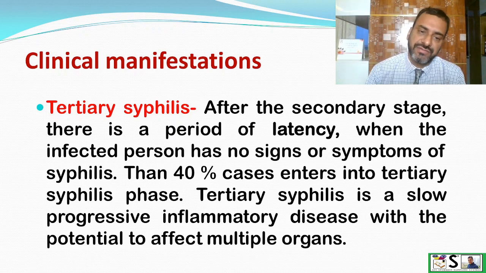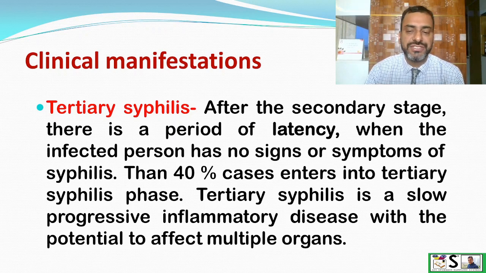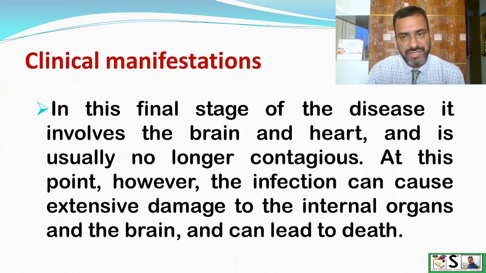Tertiary syphilis. After the secondary syphilis, there is a period of latency when the infected person has no signs and symptoms. If it is left untreated, then 40% of cases enter the tertiary stage. Tertiary syphilis is a slow progressive inflammatory disease with potential to affect multiple organs. In this final stage, the disease is normally not contagious, but it infects the brain, heart, and other important organs of the patient. It leads to extensive damage and even death may occur.